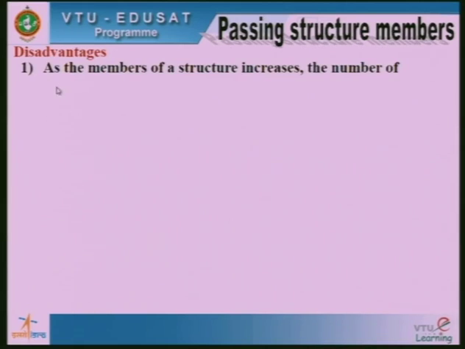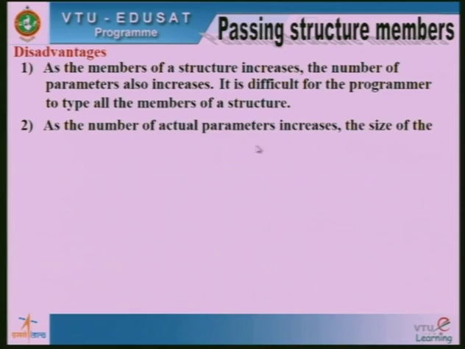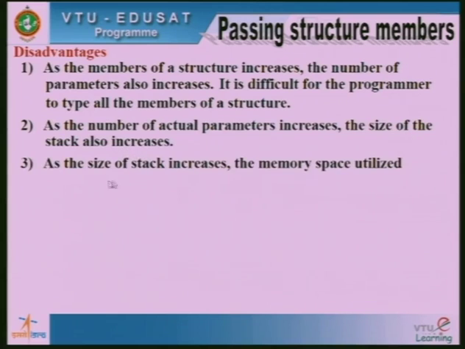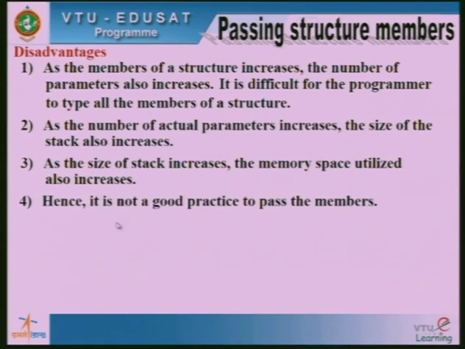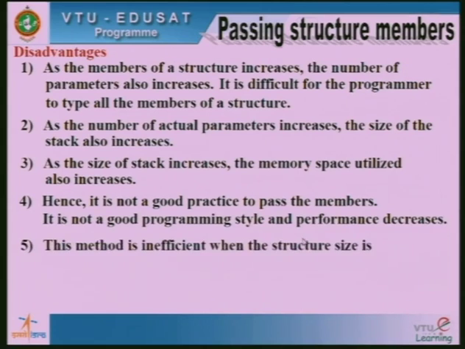See the disadvantages. What is the first one? As the members of a structure increases, the number of parameters also increases. So it is difficult for the programmer to type all members of a structure as parameters. Second one is, as the number of actual parameters increases, the size of the stack also increases. As the size of the stack increases, the memory space utilized also increases. And the fourth point is, hence it is not good practice to pass what? The members of a structure unless we are passing very small numbers. It is not a good programming style and its performance decreases.